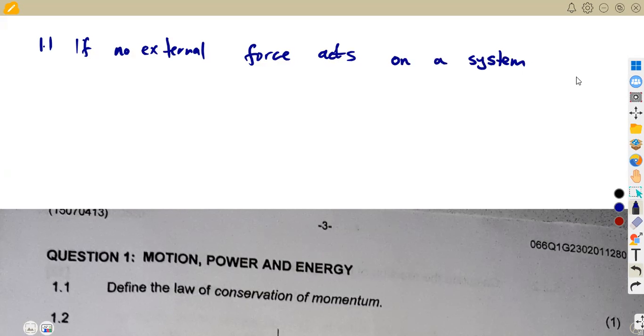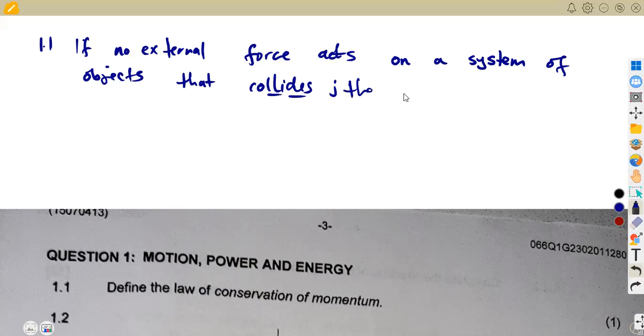All right, of objects on a system of objects, in this case that collides. So we are supposed to have the colliding part, in this case that collides. The total momentum must remain constant. All right, the total momentum is going to be constant. The total momentum will remain constant.